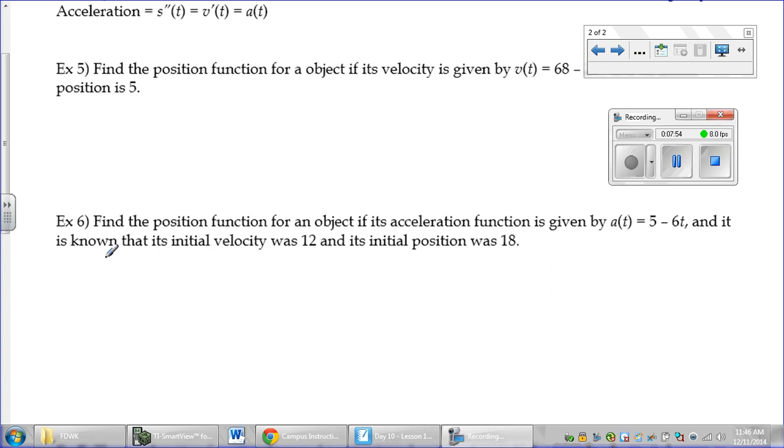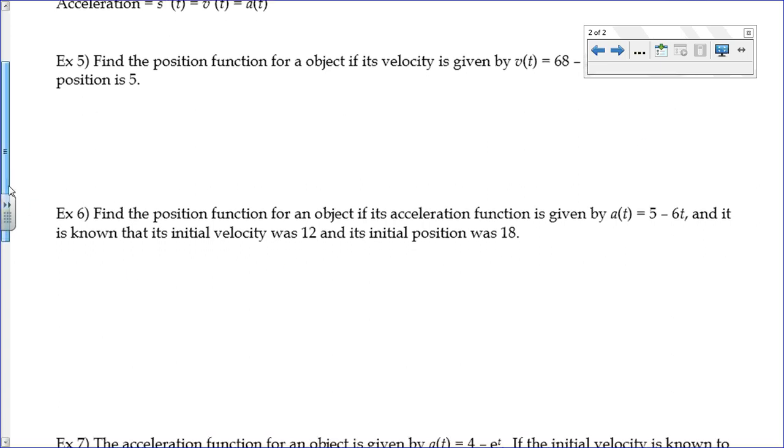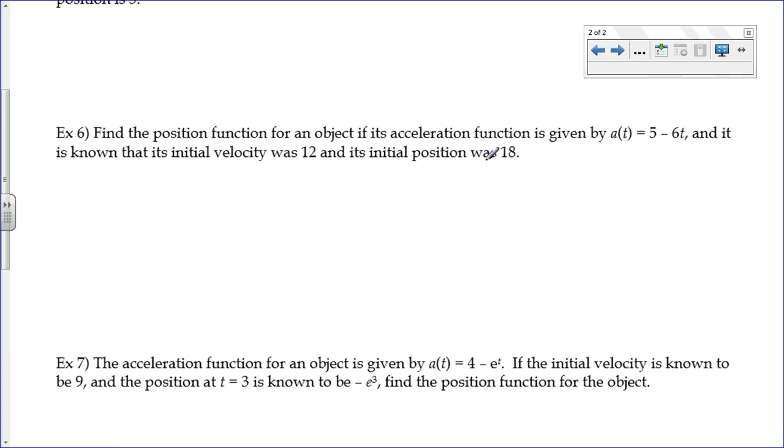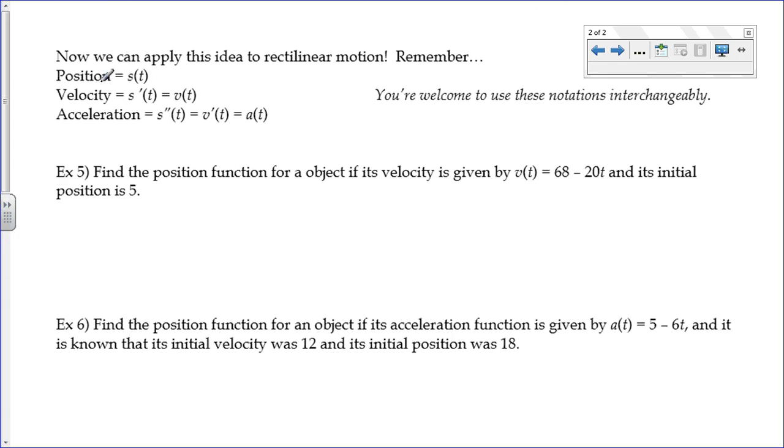All right, so I want you to take a second, read example 6 here. We want to find the position function if we know its acceleration is that, and its initial velocity is 12, and initial position is 18. And remember, position is s, velocity is the derivative of s, acceleration is the second derivative of s, and you can call them v and a, it's fine.